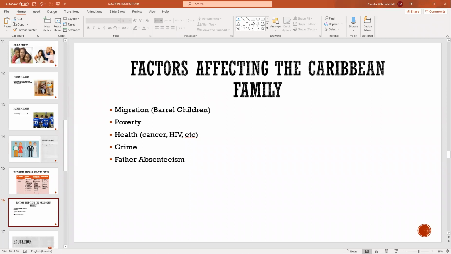Migration, poverty, health, crime, father absenteeism. And a father can be absent in either way, because you have some males who, once they are not in a sexual relationship with the female, it seems as if they are just finished with the children.